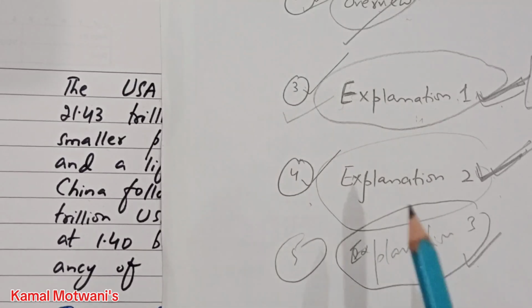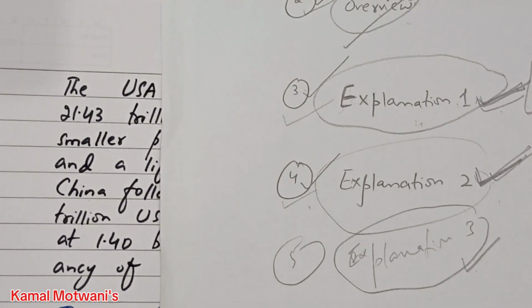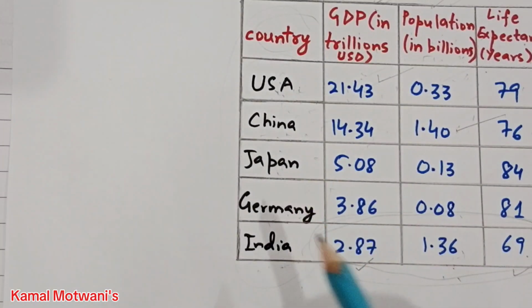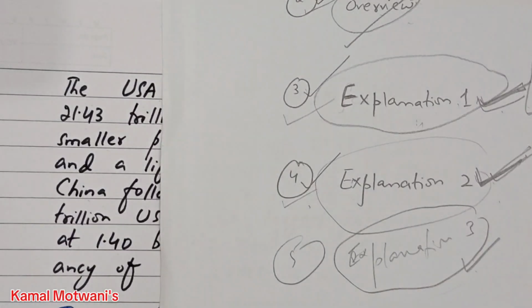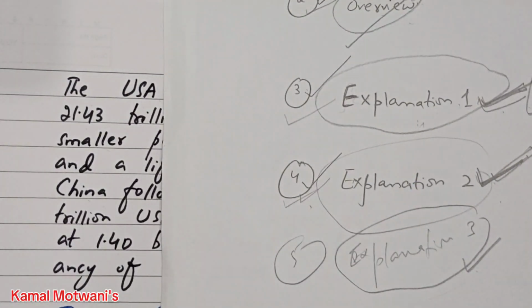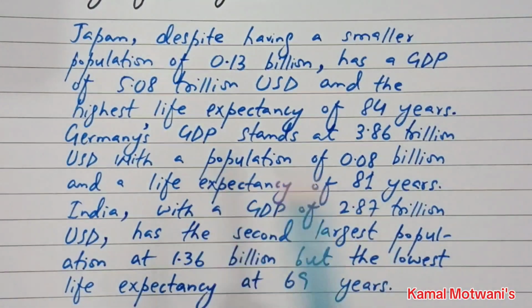Then we'll write the fourth paragraph regarding explanation 2, where I will explain Japan, Germany, and India in this fourth paragraph. The fourth paragraph is pertaining to explanation 2. Let's read how I have written this. Here is the fourth paragraph pertaining to explanation 2, where I have explained Japan, Germany, and India.